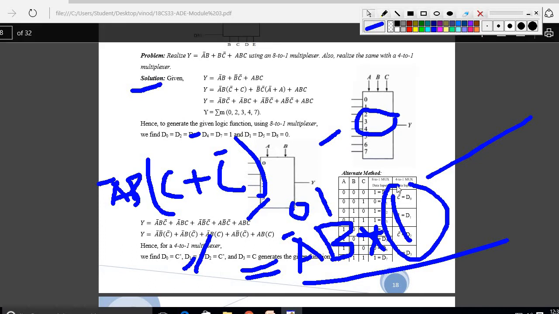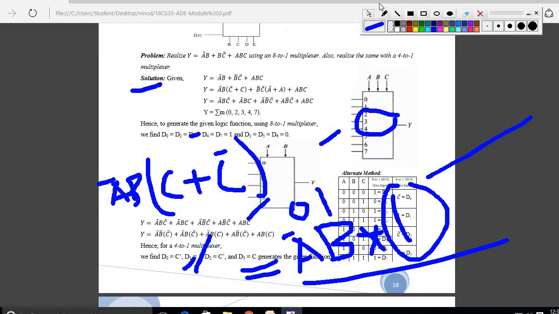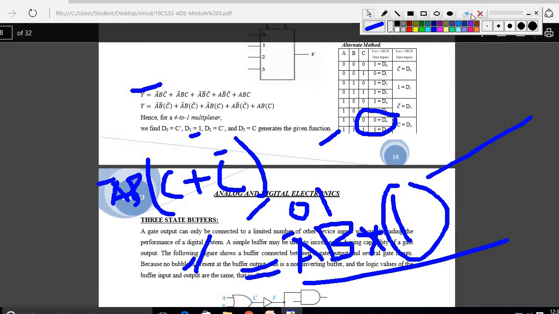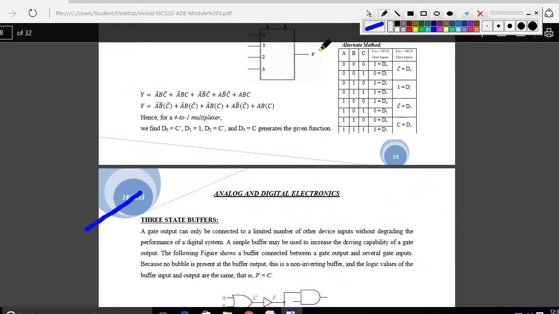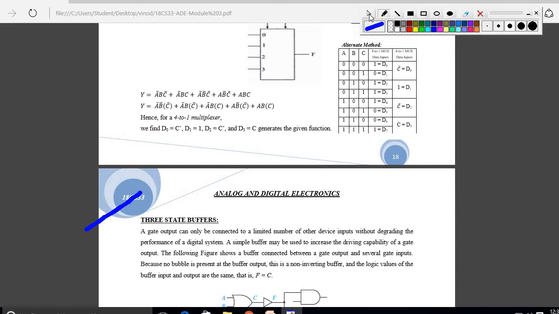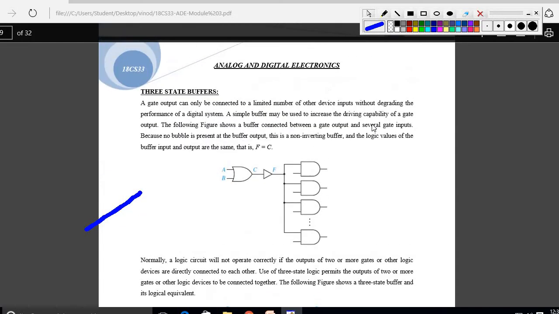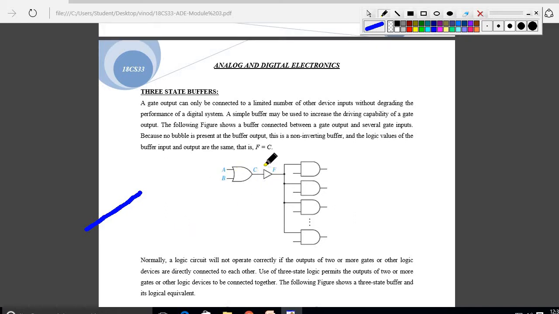Okay, so that was the previous problem. Next we'll move to the next concept, 3-state buffers. So here, see in this diagram, this is your buffer. It is not an inverting or non-inverting circuit, it is just a buffer, meaning there is no bubble here. It is just a triangle shape, no? That is exactly your buffer.